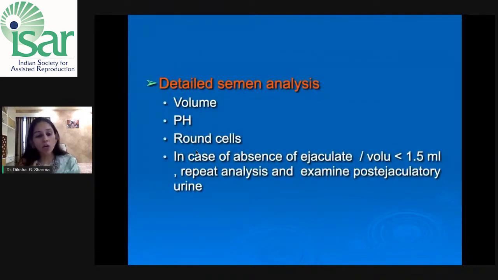So this is the importance of a detailed semen analysis, and evaluation of even the volume. Your analysis report should have the semen volume, the pH, and the round cells. And in case of absence of ejaculate, since we have already covered that a low volume sample can be indicative of a retrograde ejaculation, we must repeat the semen analysis and also go for a post-ejaculatory urine sample analysis.